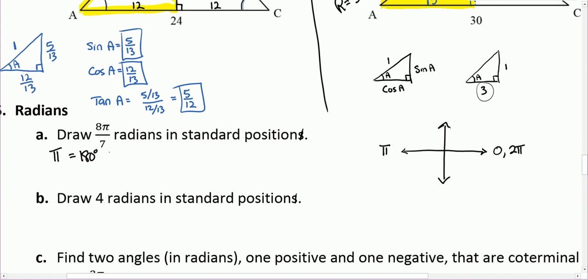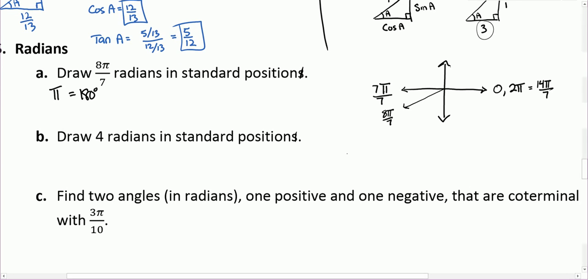So if we're drawing 8 pi over 7, let's change pi into something over 7. Right now it's pi over 1, so I'm going to multiply top and bottom by 7. So pi is the same as 7 pi over 7. 2 pi is the same as 14 pi over 7. 8 is past 7, but closer to 7 than it is to 14. So 8 pi over 7 is in quadrant 3. And we have our sketch.